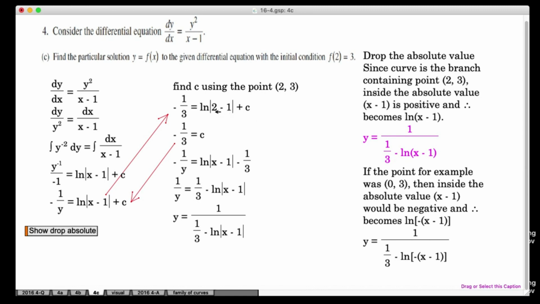You need to know this is 2 minus 1, which is 1. The natural log of 1 is 0. You need to know little things like that about logs. Okay? And so this is 0. So c becomes minus 1/3.